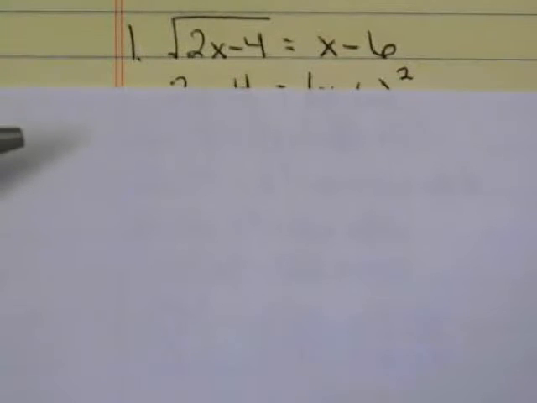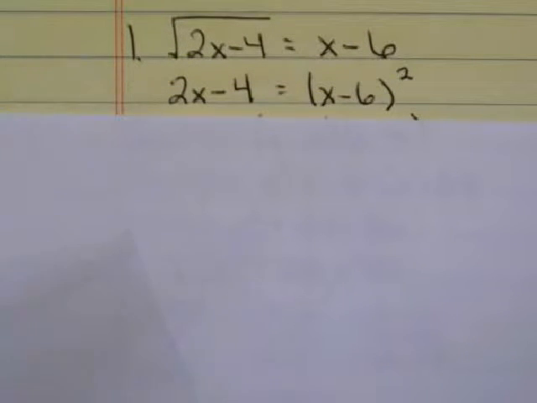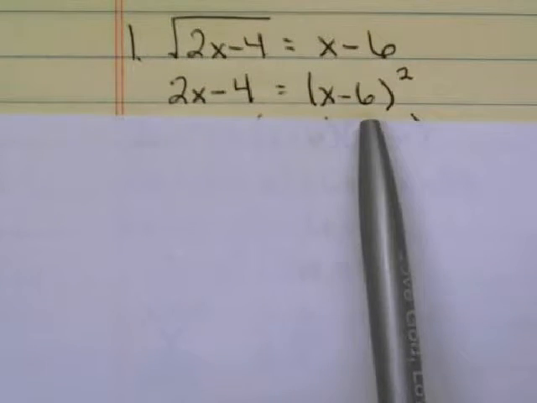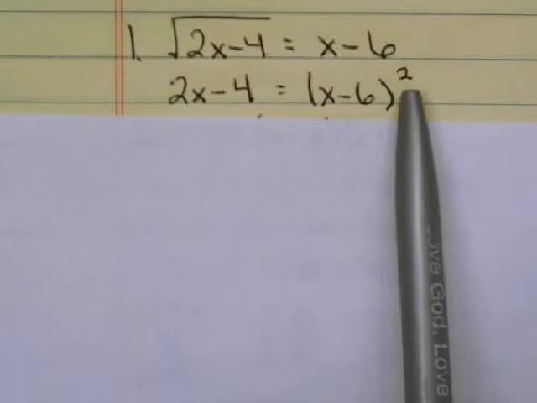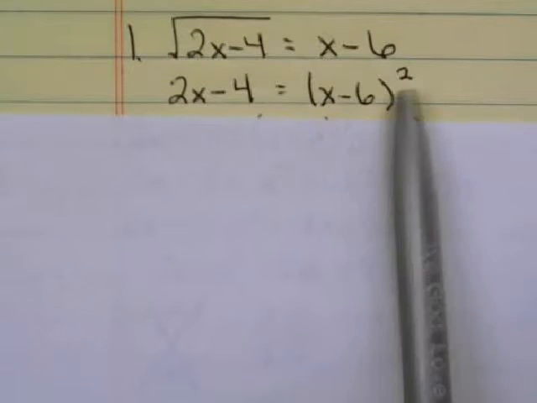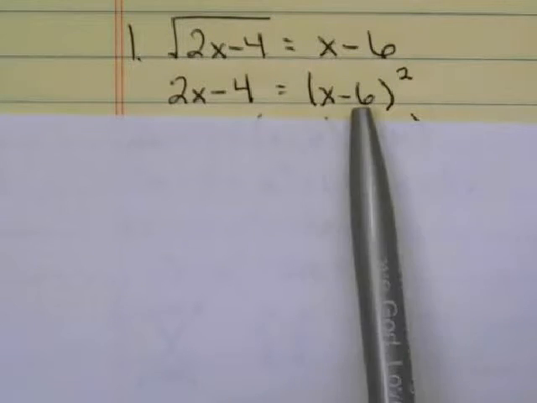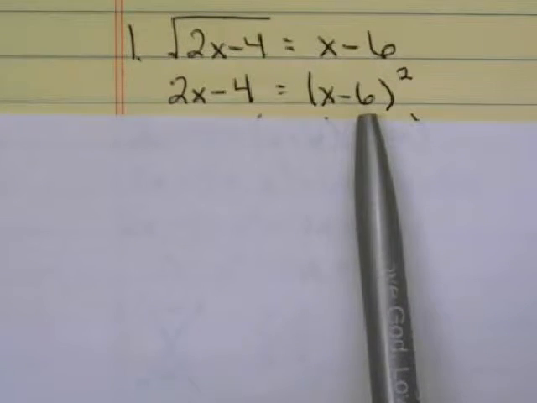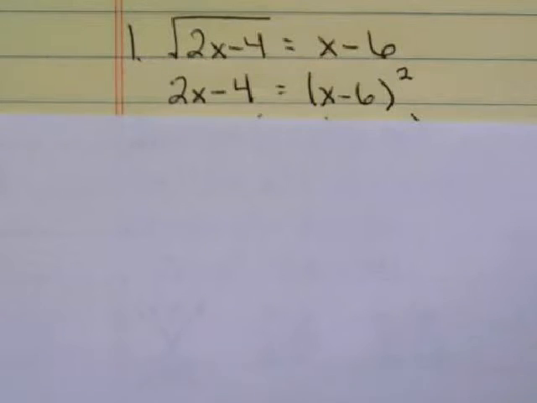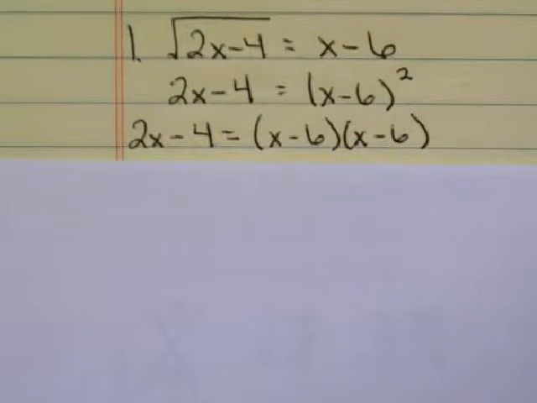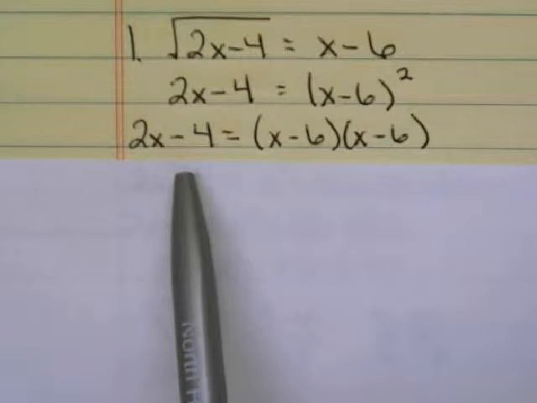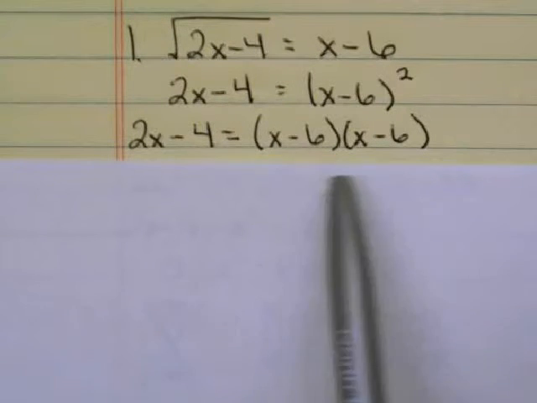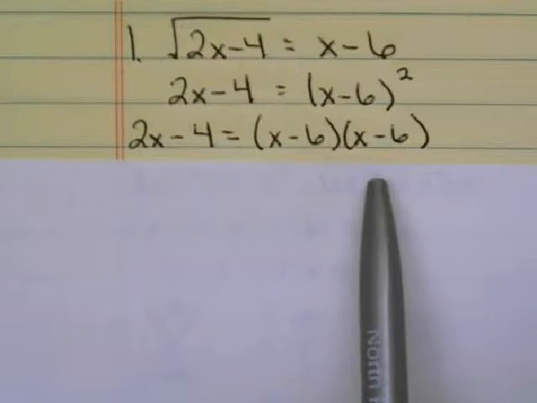So after I do that, the radical goes away here, and you end up with x minus 6 squared over here. Now you have a binomial, and it's squared, which does not mean I can distribute this square onto both, making it x squared minus 36. It means I have to write it out twice. So I get 2x minus 4 on the left here, and x minus 6 times x minus 6.